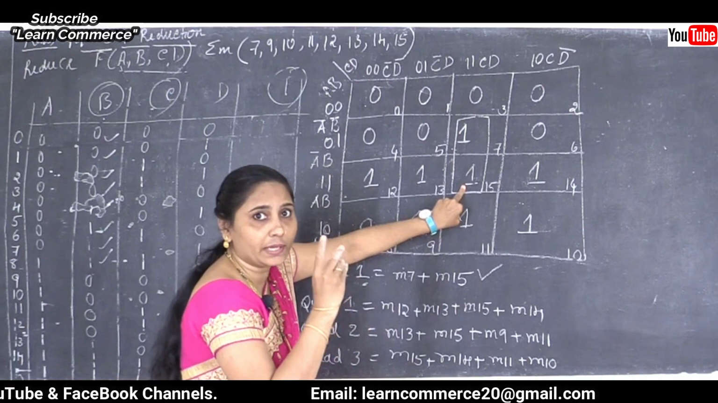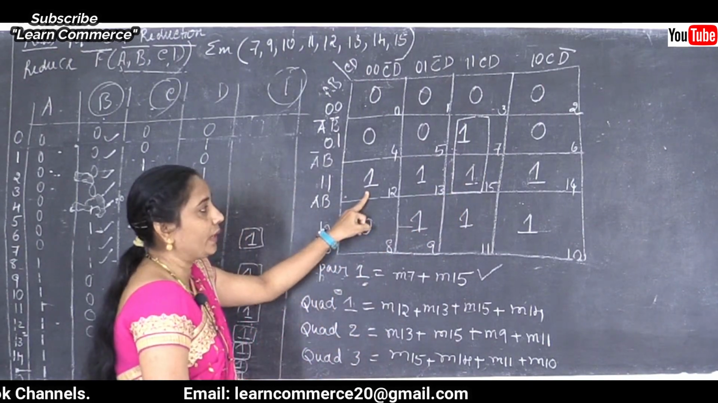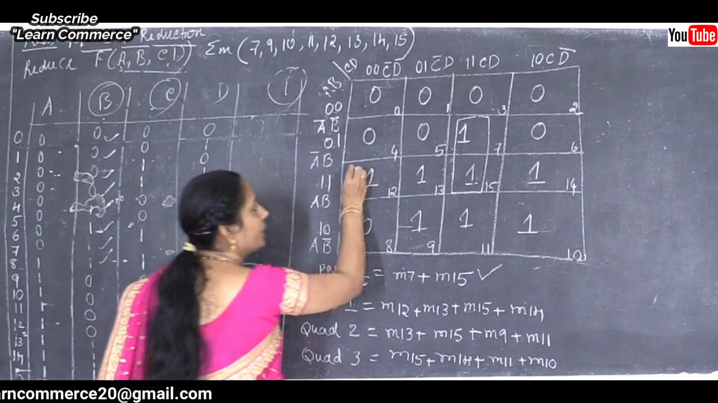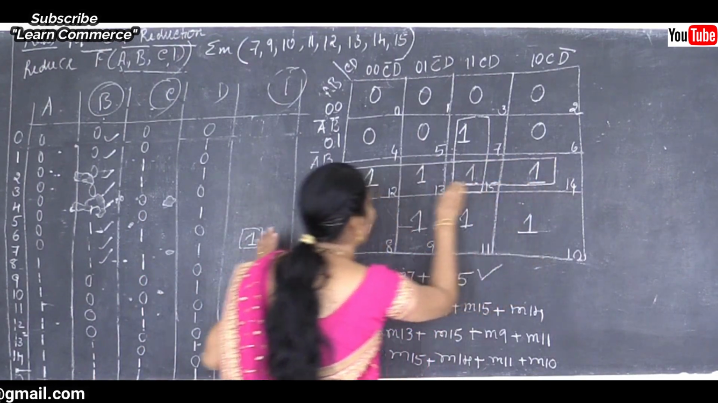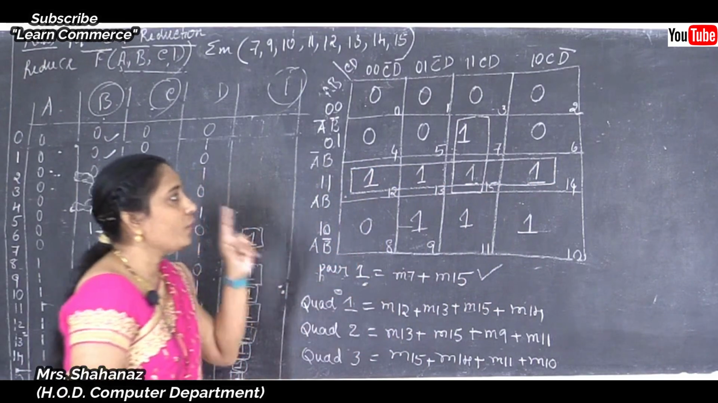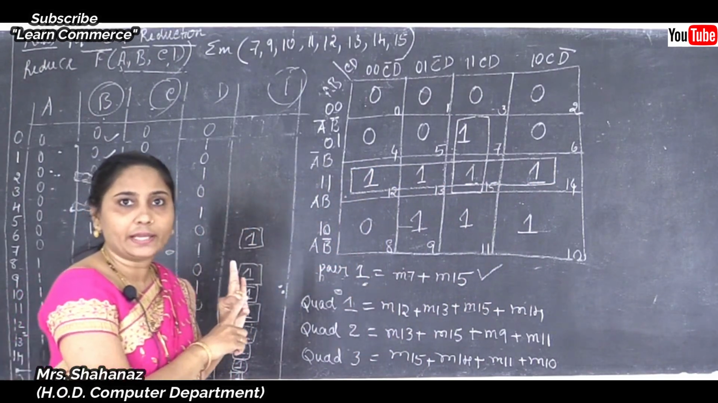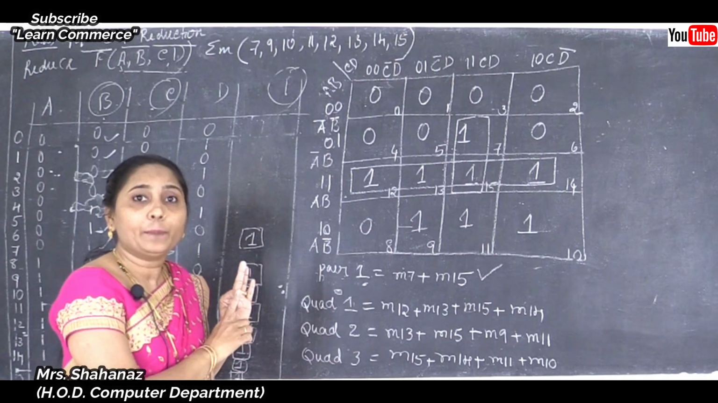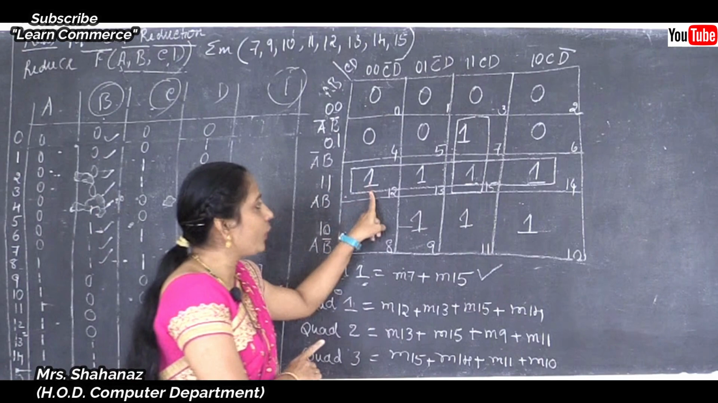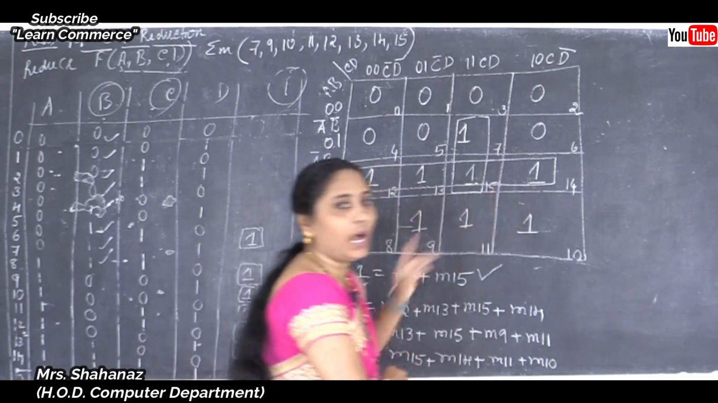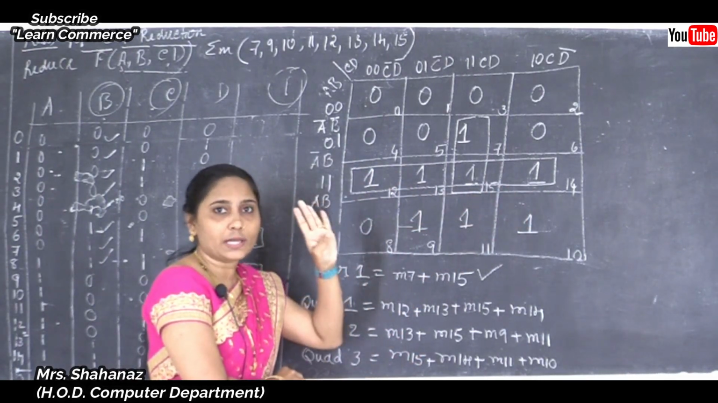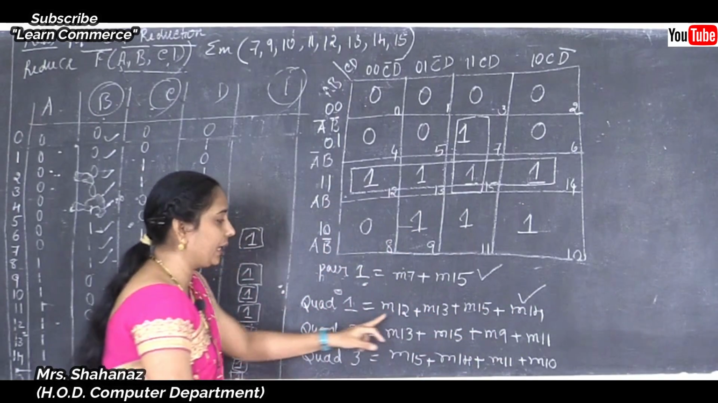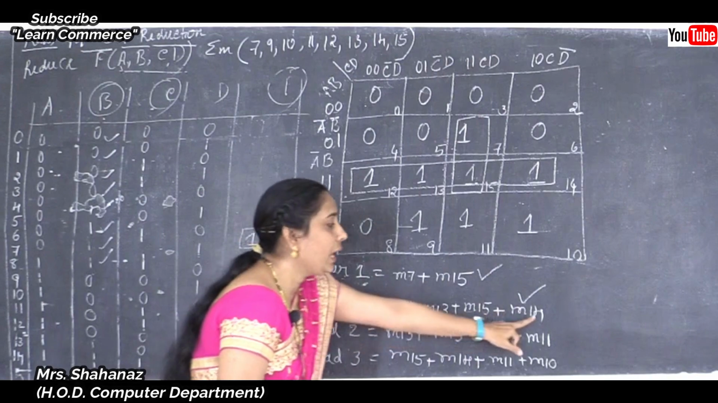So 2 ones are there. Now what about the 12, 13, 15, 14? How many ones are there? 4 ones are there. So here we can say that is equal to quad 1. Okay. First one, 7, 15 is equal to the pair 1. 2 ones are there, so we can make it as the pairs here. But second thing, 12, 13, 15, 14. How many ones are there? 4 ones are there. So that is equal to the quad. Okay. So now I already completed 12, 13, 15 and 14.